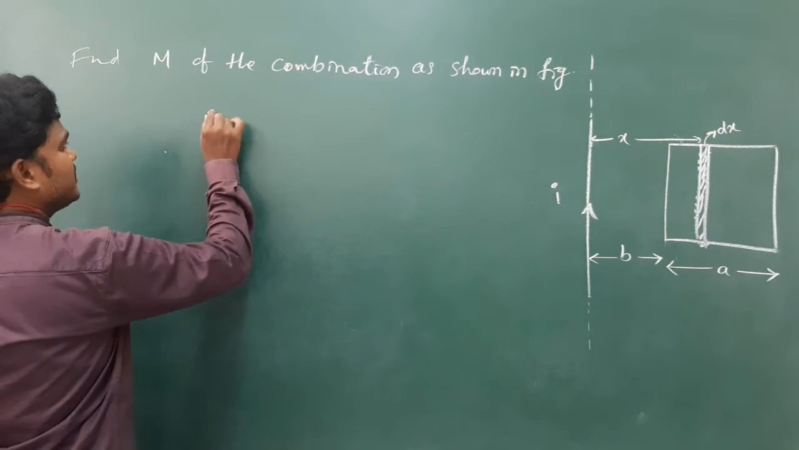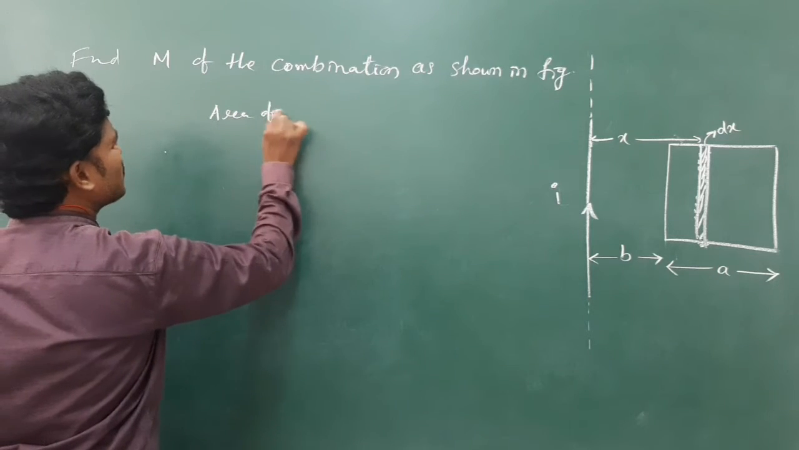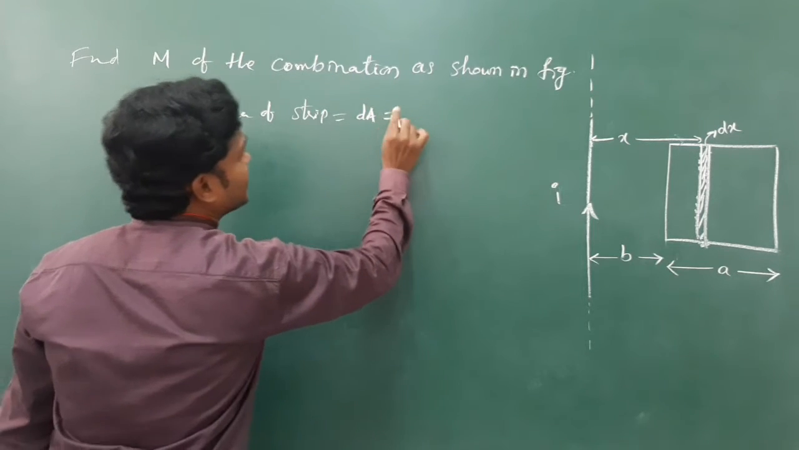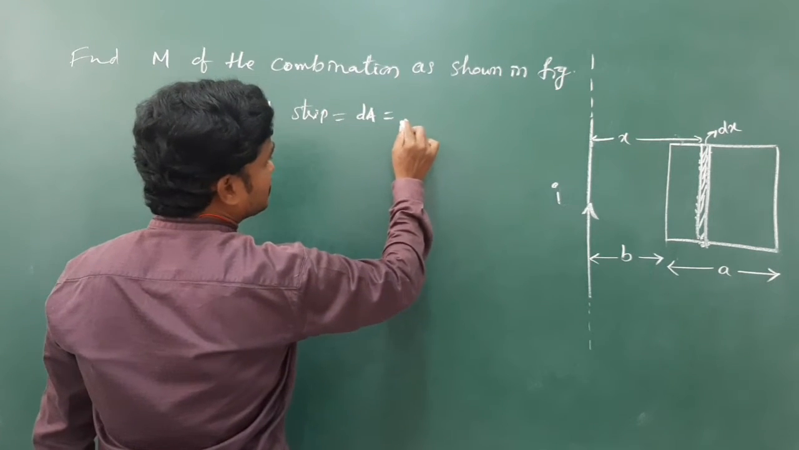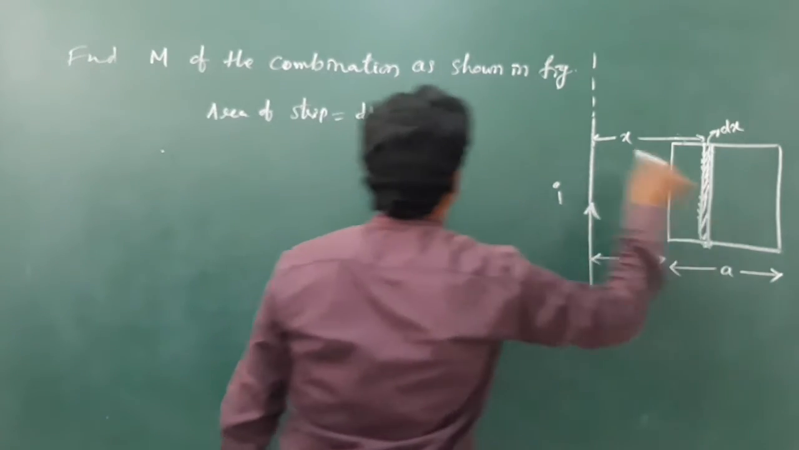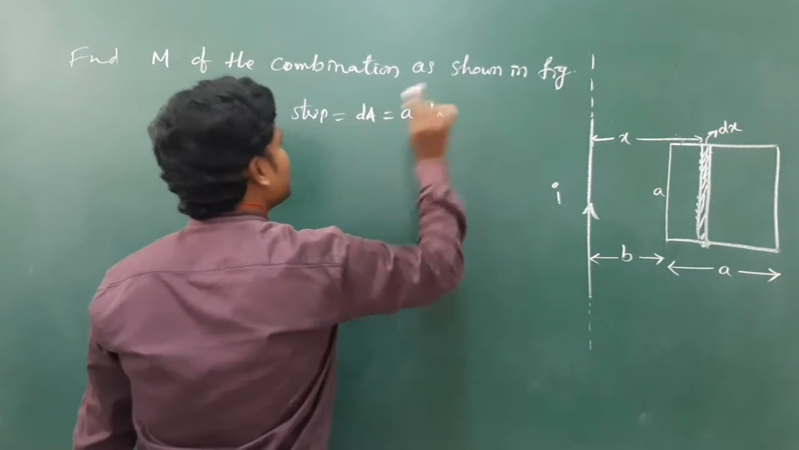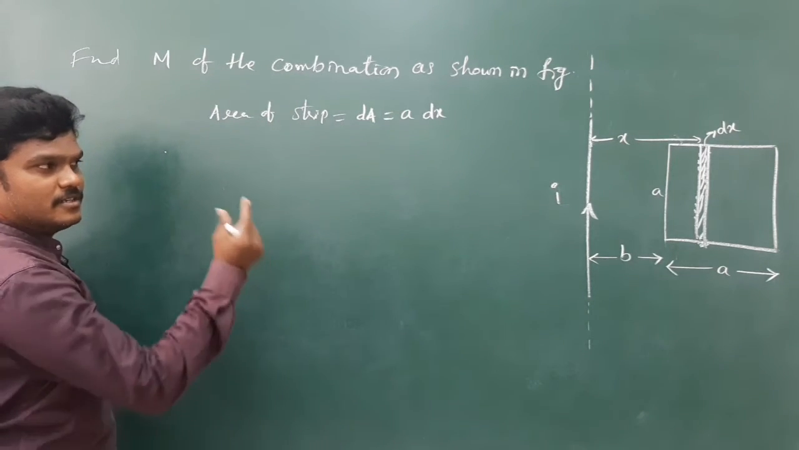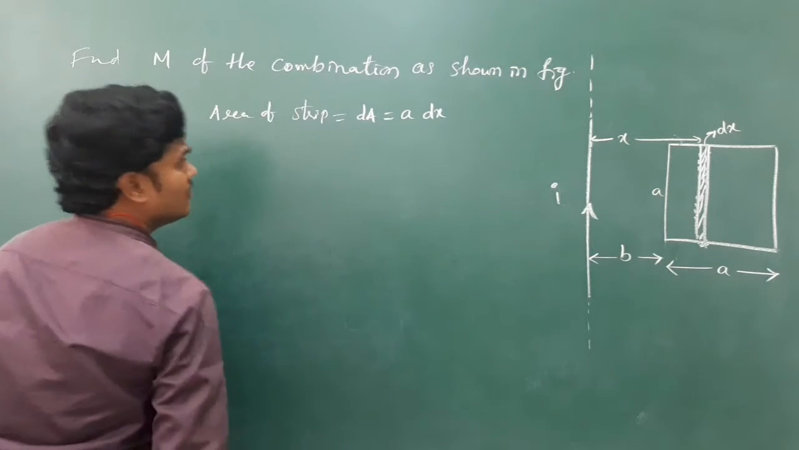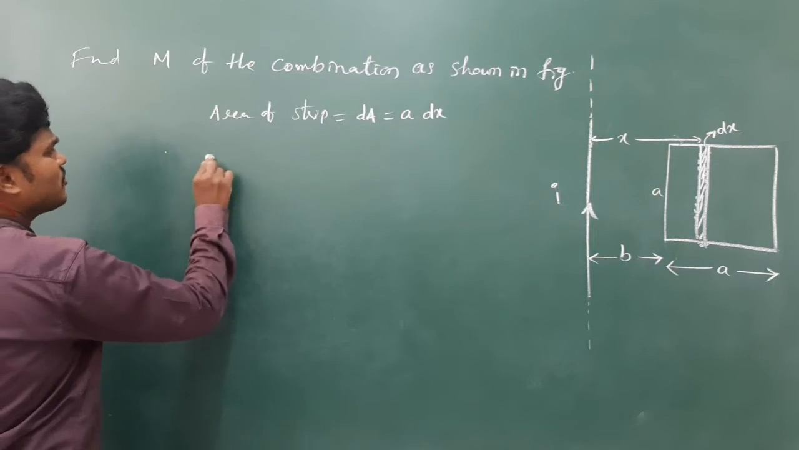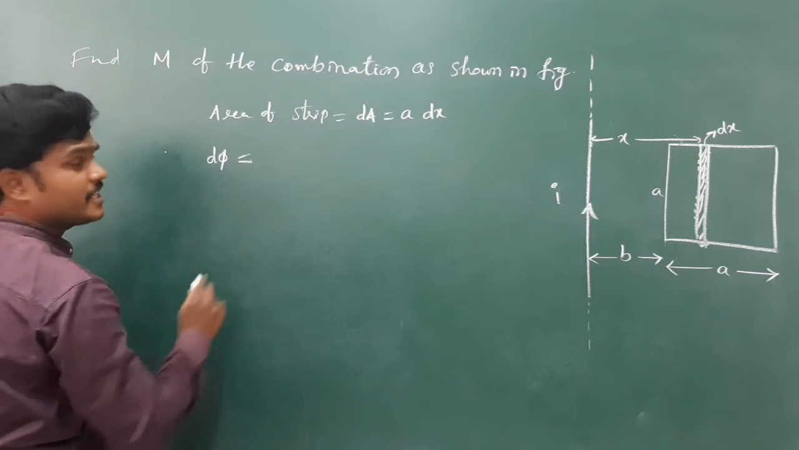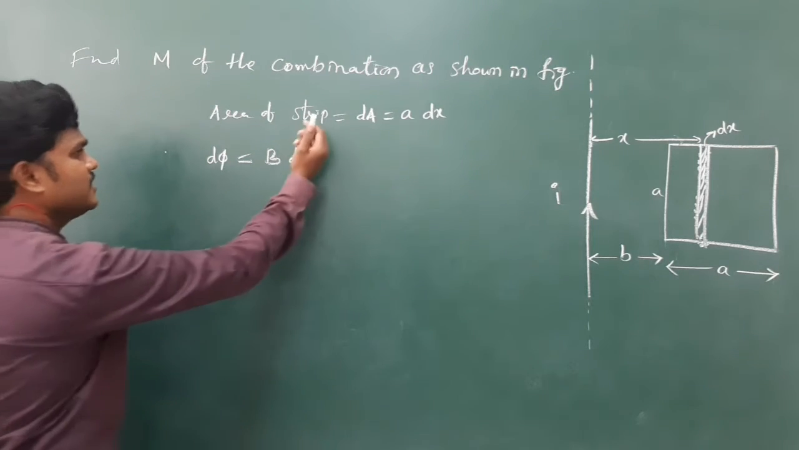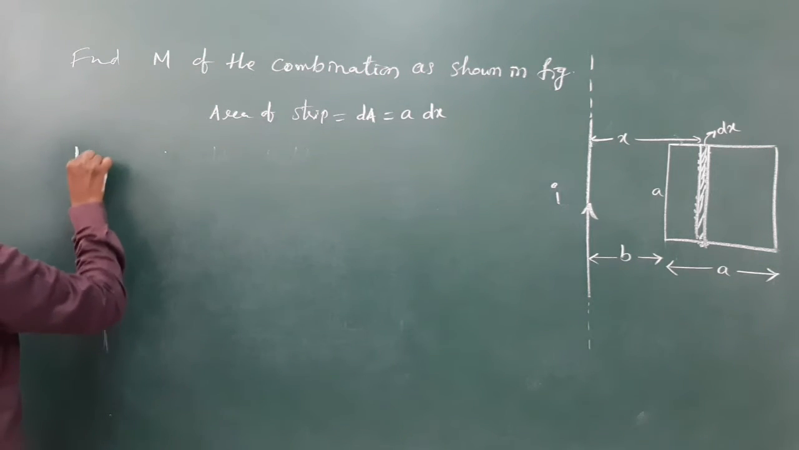Flux means, first let me write the area of that small strip. The area of the strip is dA. The sides are all A, so the area of the small part is A dx. The flux varies, so the small magnetic flux is d phi, which we can write as B dA, the small magnetic flux.